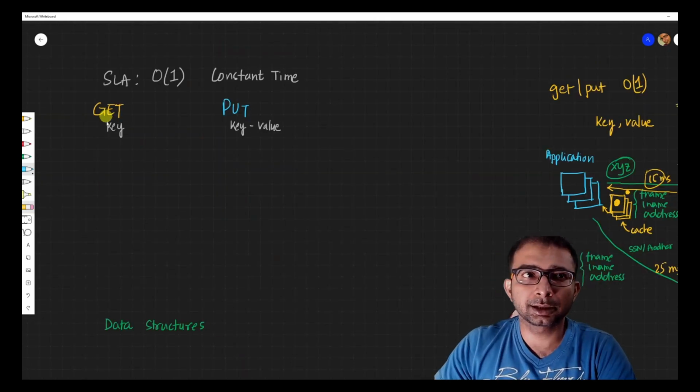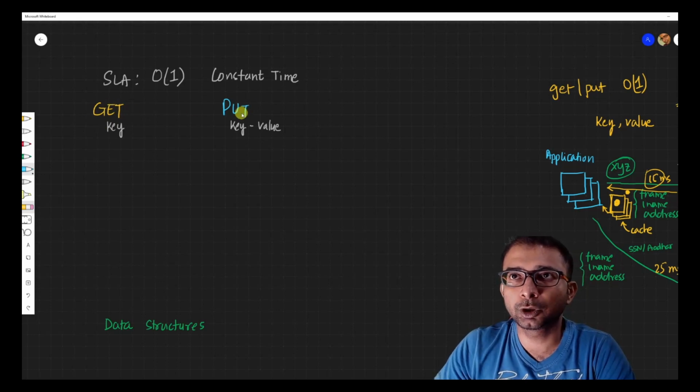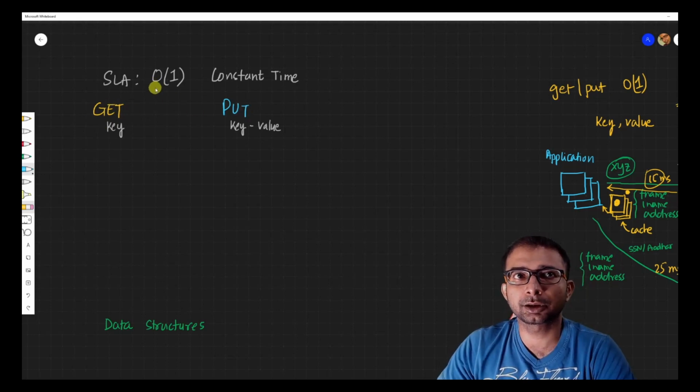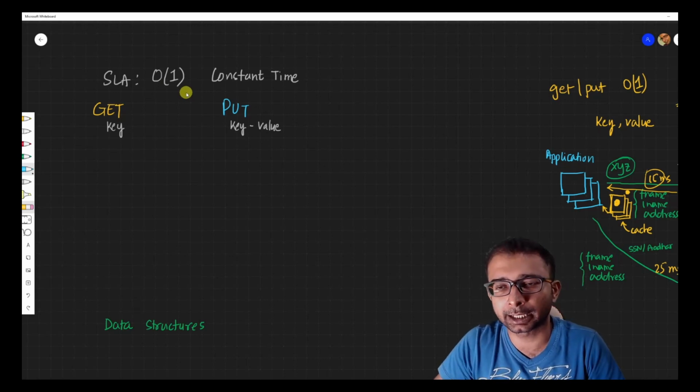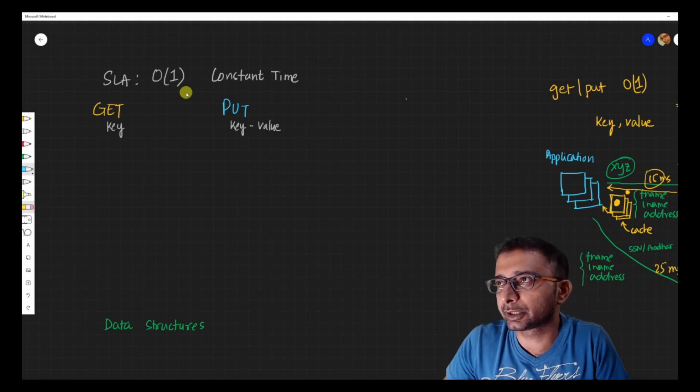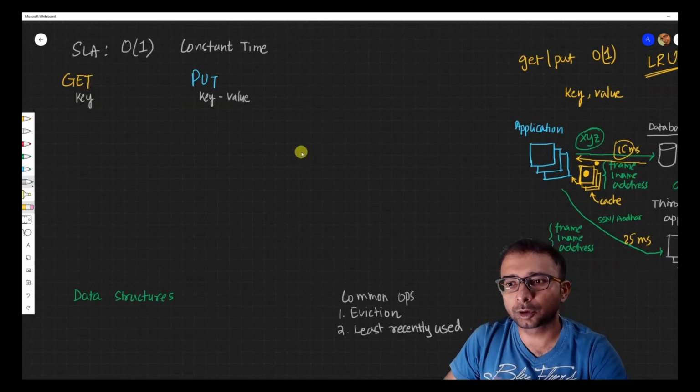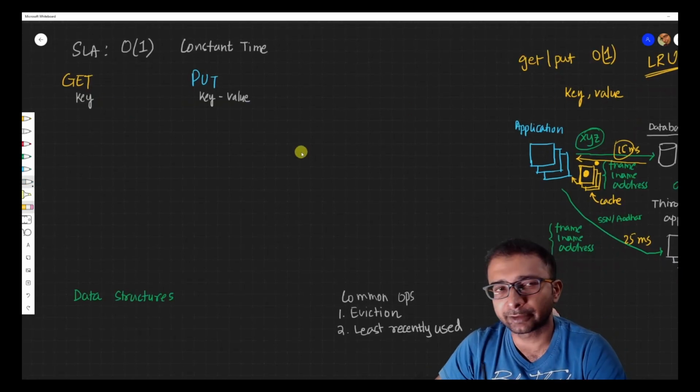So here let's understand how we are going to implement get and put, and our SLA is order of 1, or constant time. So we need to complete both these operations in constant time. Let's put down some common operations, right? So here are the two common operations that we need to address. One is the eviction.